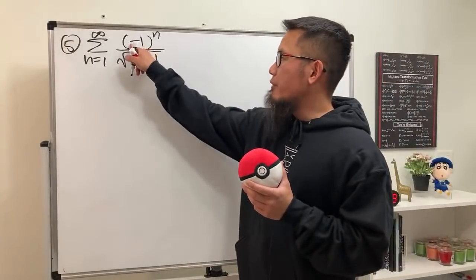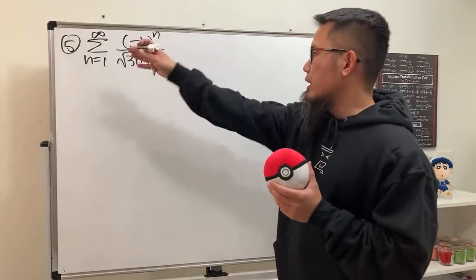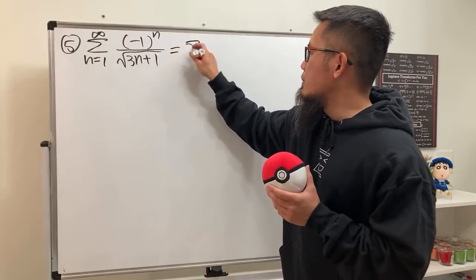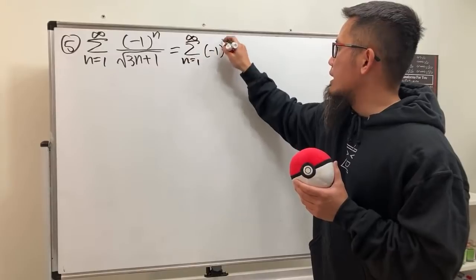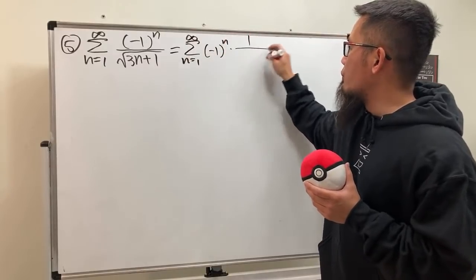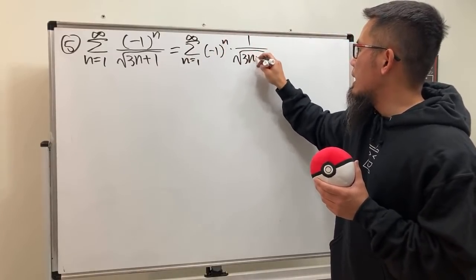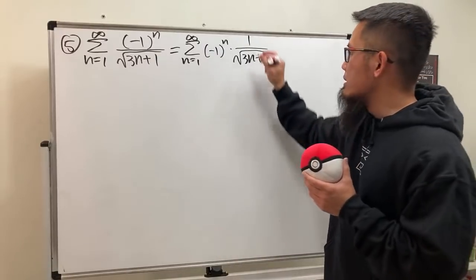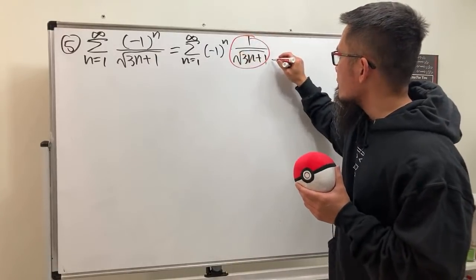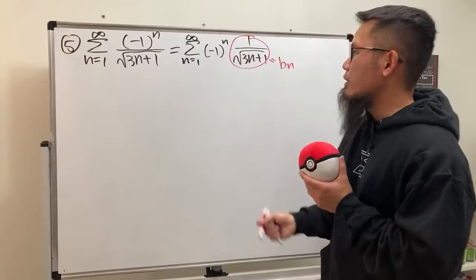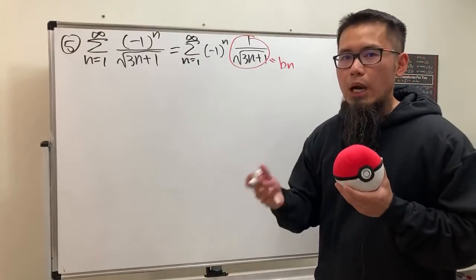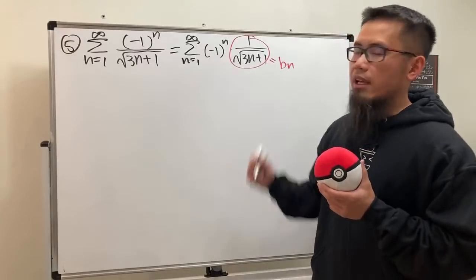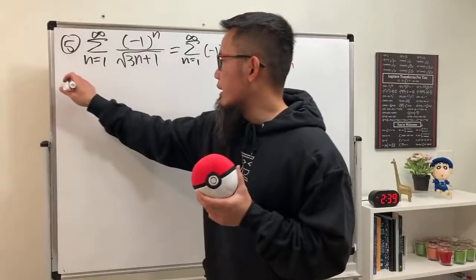Well, because we have this factor here, we can just put that aside and say this is the series as n goes from 1 to infinity, negative 1 to the nth power times 1 over square root of 3n plus 1. And you can see that this right here is exactly the Bn that we are looking for. So we can just go ahead and use the alternating series test because, again, thanks to that factor. So let me just write that down right here.